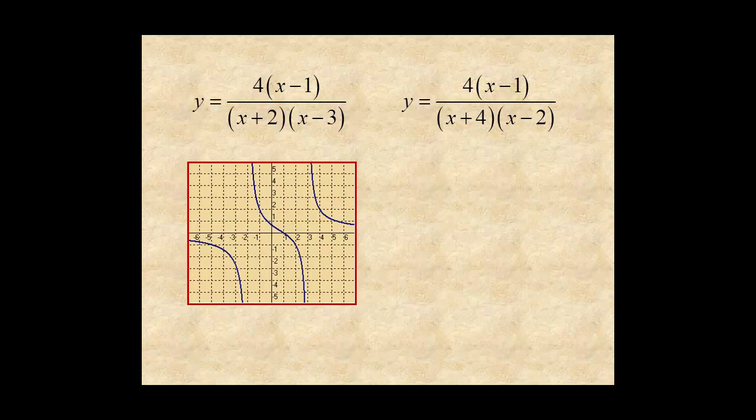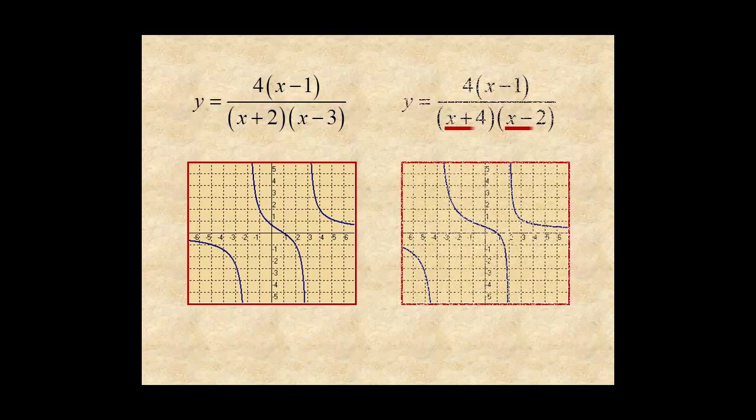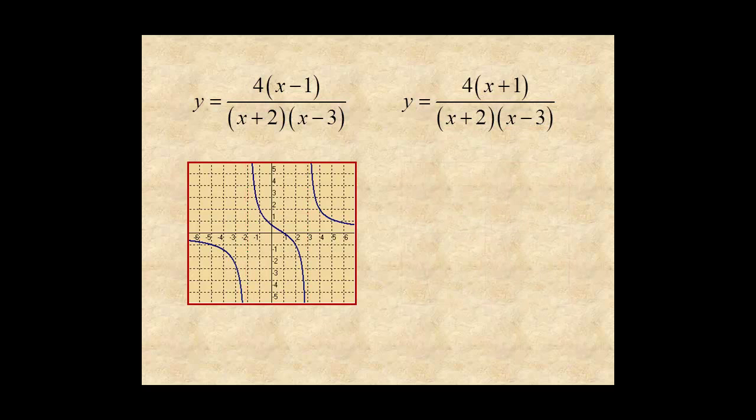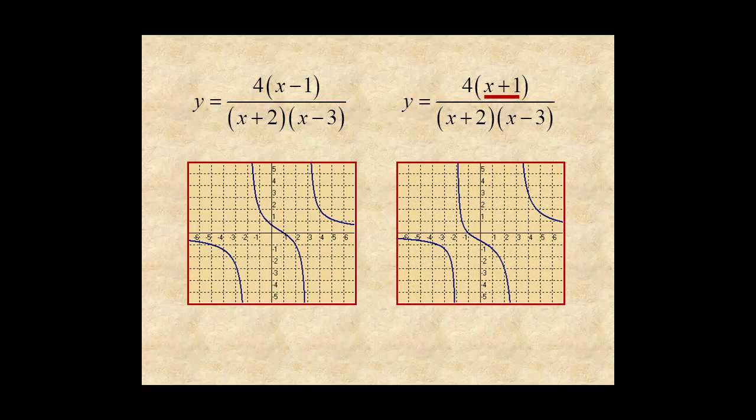If you change the factors in the denominator, you can shift the VAs. For example, there are now VAs at x = -4 and x = +2. If you change the factor in the numerator, you can shift the intercept. For this example, the x-intercept at x = +1 is now at x = -1.